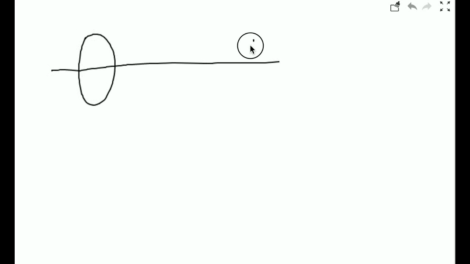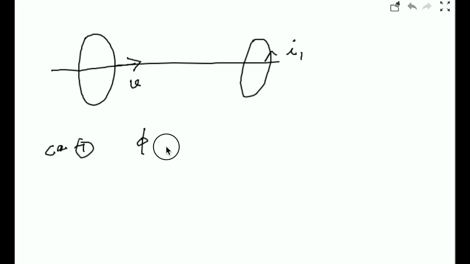Okay, let's see another example. If you have one coil here, and another coaxial coil, in this coil we have current I1, and loop A is moving with some constant velocity v. So the first case: loop A is coming closer, it means flux is increasing.